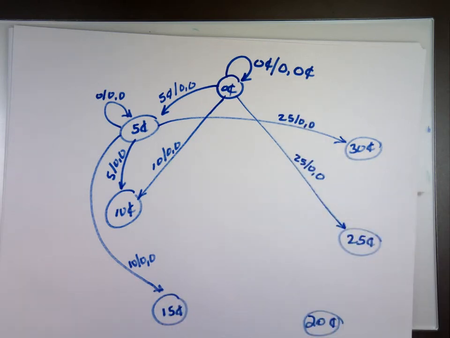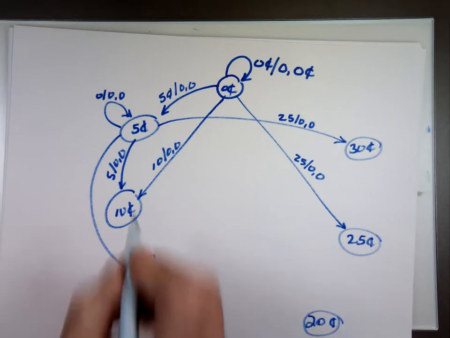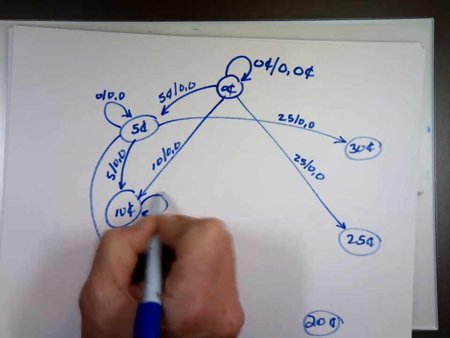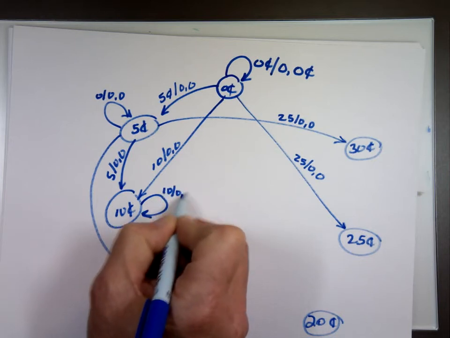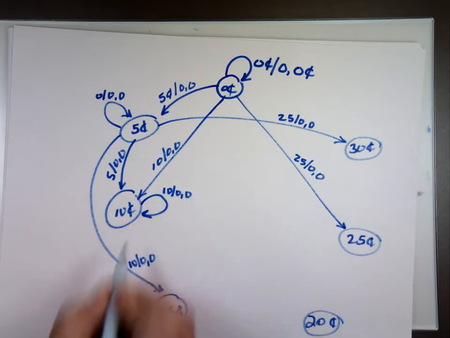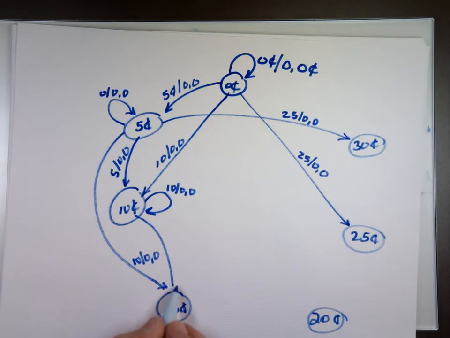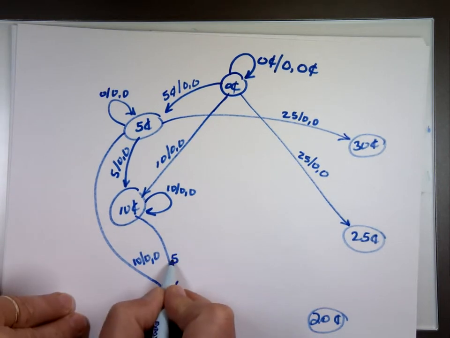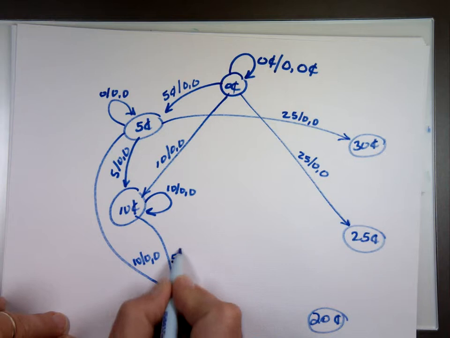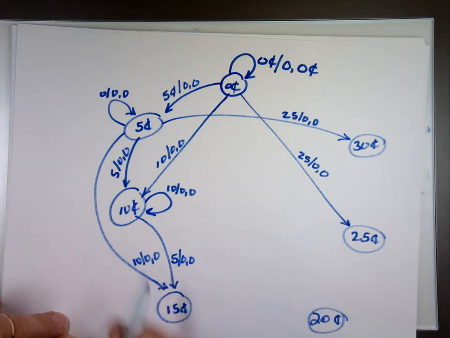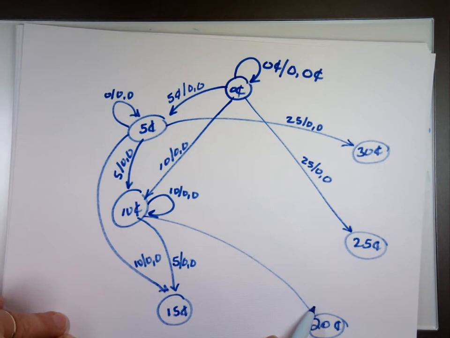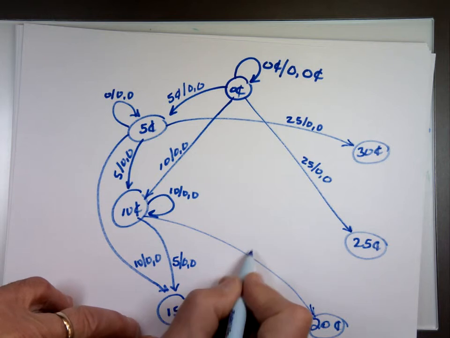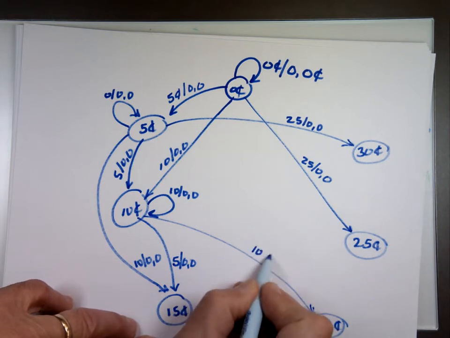now, if you're at the 10 cent state and you put no money, you stay there. If you put 5, you go to the 15. If you put 10, you go to the 20. How much is candy? 35 cents. Oh, so it's going to go to 0 now.